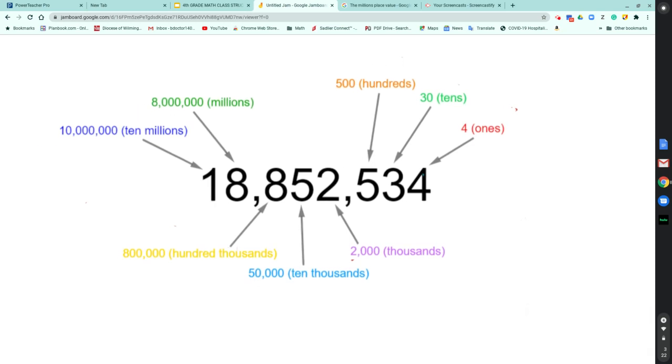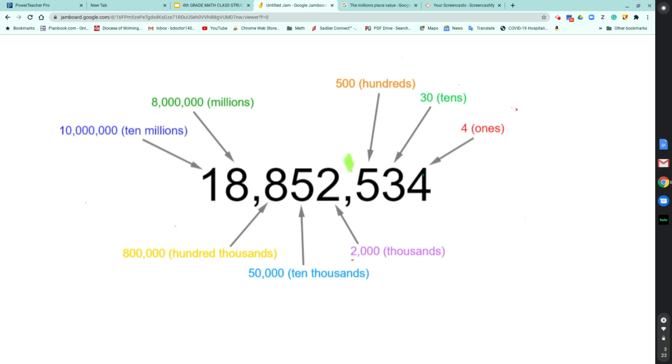Today we're going to talk about the millions place. And I know the number you see in front of you looks really scary, and I admit it looks really scary because it's so big. Okay? But if you remind yourself about what is a digit and what is the value of that digit in its place value, this is really not that bad.